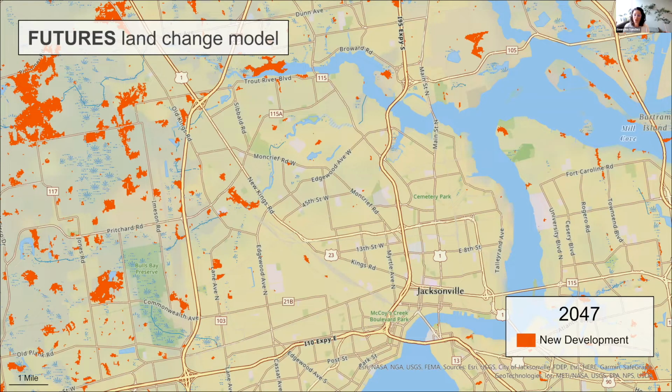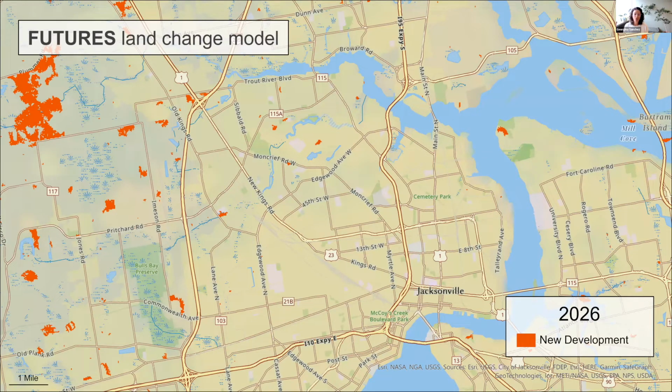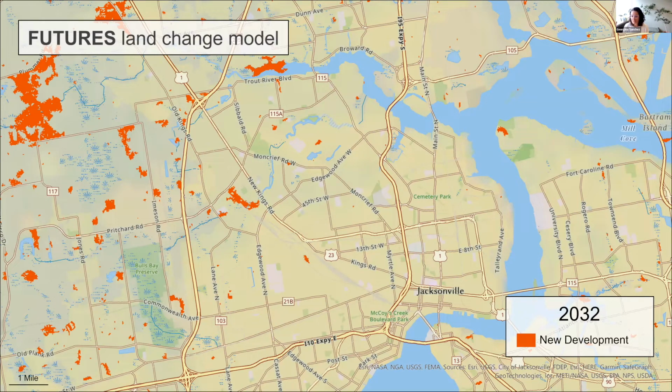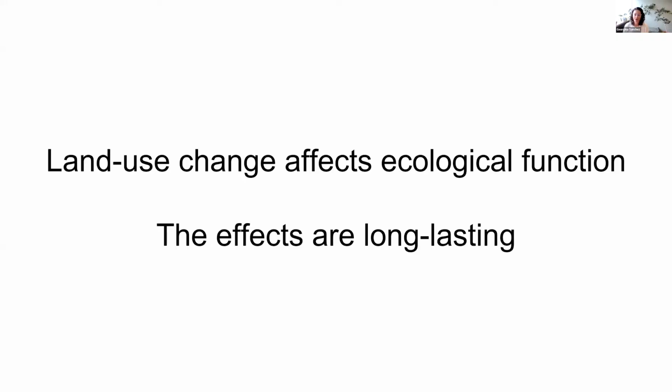This is a simulation output, but just a single simulation output. Futures is a probabilistic model, so we compute hundreds of iterations like this to project what would be the future trends and patterns. Most of what we can anticipate for this area are open spaces, natural lands, and working lands, all converted for developed uses. And this conversion of land directly modifies ecosystems. It affects ecological functions, and the effects are long-lasting.